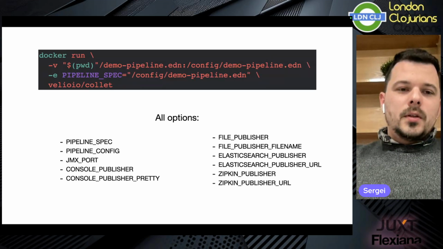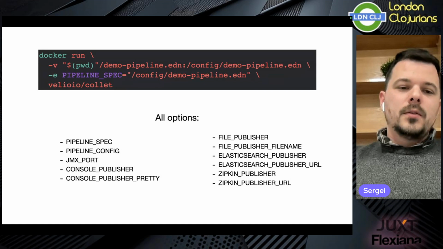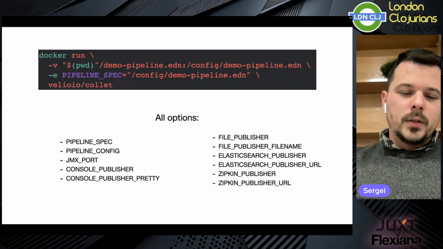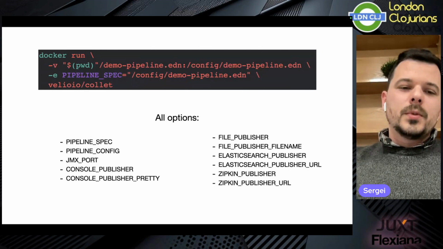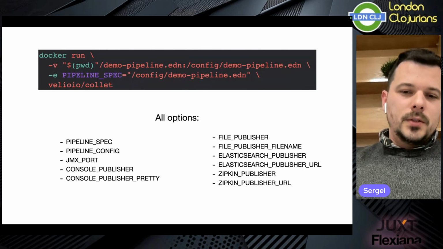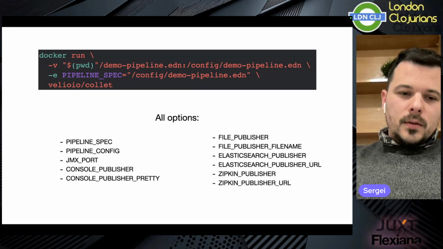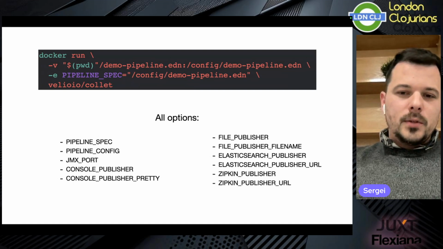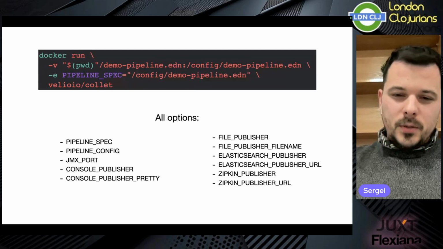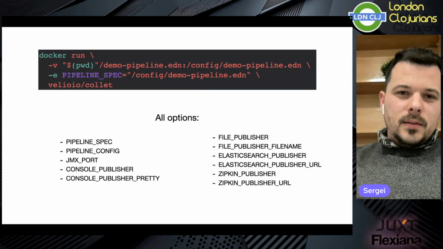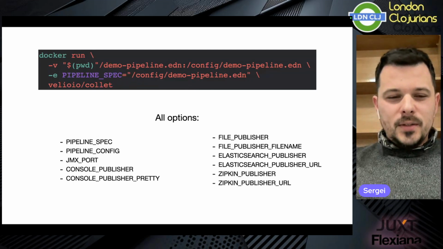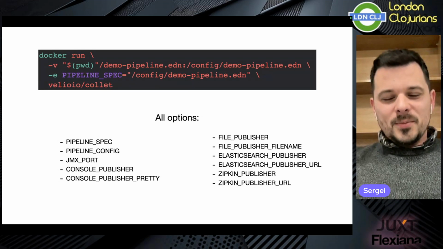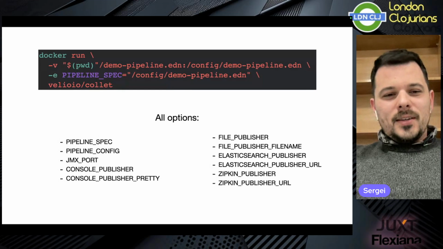For example, you can expose a JMX port, and you can connect Prometheus or whatever tool works with JMX. You can even collect metrics. You can collect logs. You can see here a console publisher, a file publisher, an Elasticsearch publisher. By the way, in Collet we are using Mulog. So thank you, Bruno, for your hard work. It's an awesome library, and I like it very much.